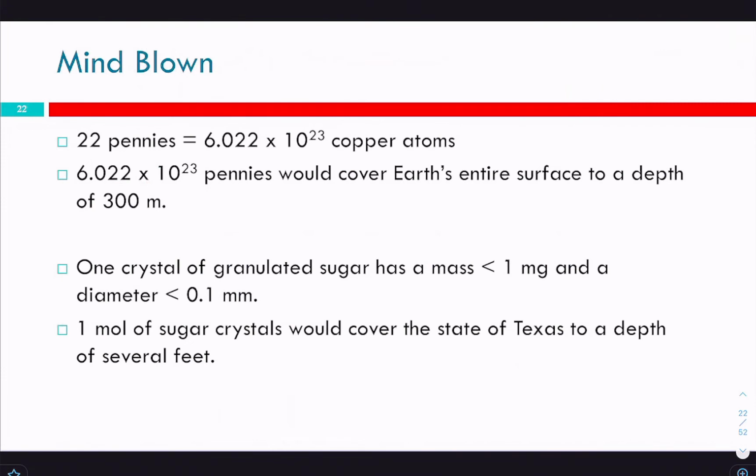It's also 6.022 times 10 to the 21 dollars, which is probably more money than has ever existed. And one crystal of granulated sugar has a mass of less than 1 milligram. Take one single grain of sugar, a diameter less than 0.1 millimeter. But 1 mole of sugar crystals would cover the entire state of Texas to several feet if you took those teeny, tiny grains of sugar. It's a lot of sweet tea.